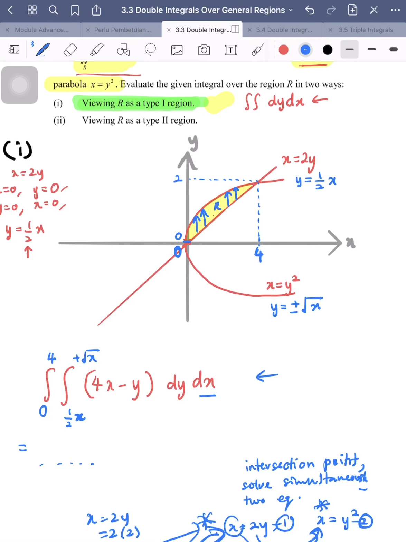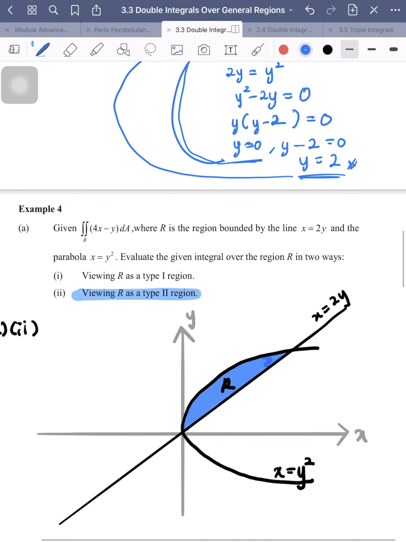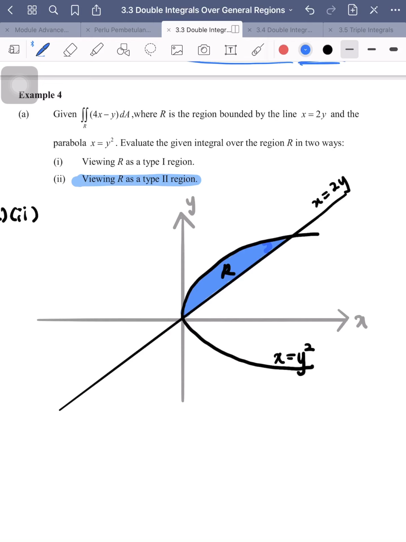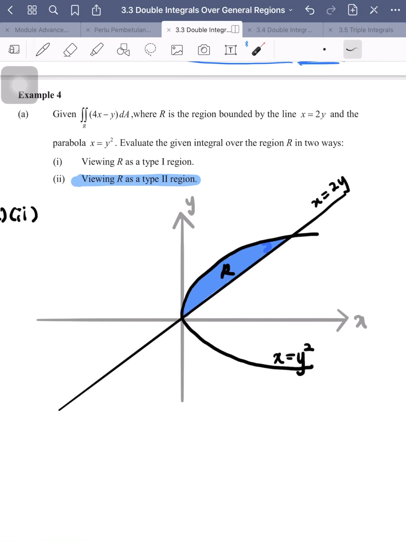So solve until you get the final value. Okay, this is for type 1 region just now. Okay, let's move to type 2. Okay, for type 2 region, this is the same question, yeah. But I'm going to review it as a type 2 region.